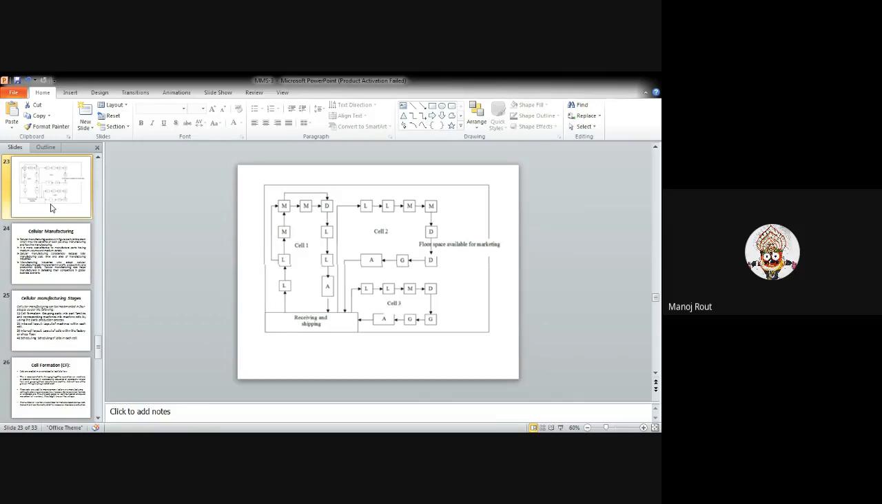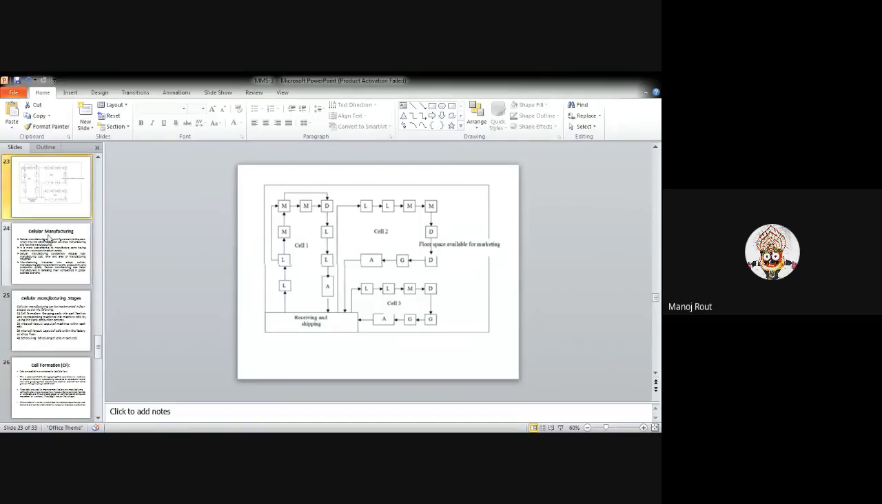Similarly, in case of cell number two, five types of machines are used. L stands for lathe machine, M for milling machine, D for drilling, G for grinding machine, and A for anvil. After combining the five types of machines, you can form cell number two. Then in case of cell number three, again the same thing: five types of machines, lathe, milling, drilling, grinding, and anvil, should be used to form cell number three.